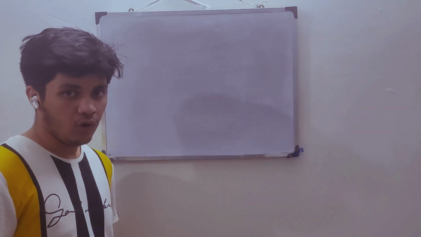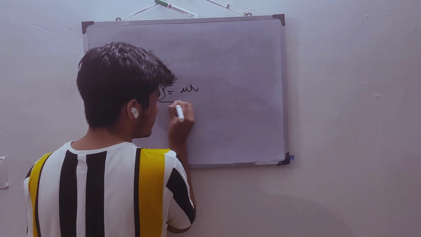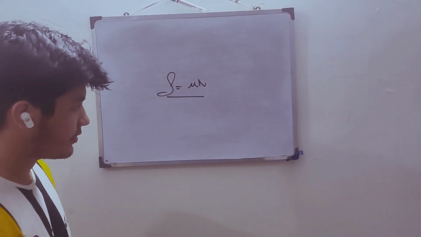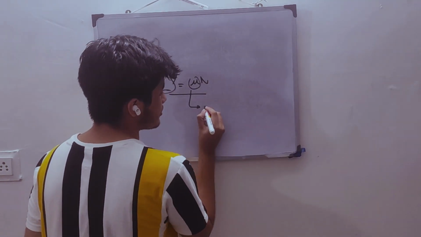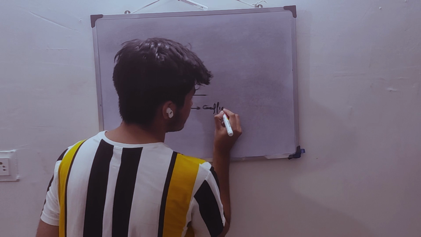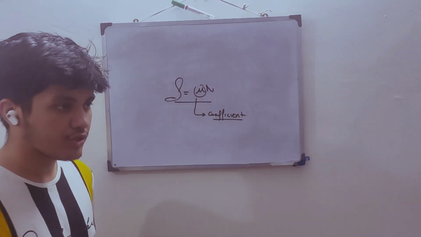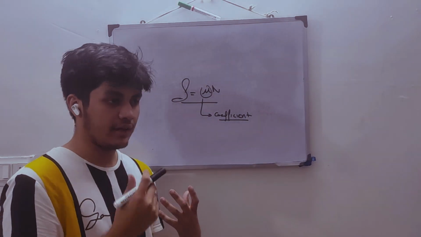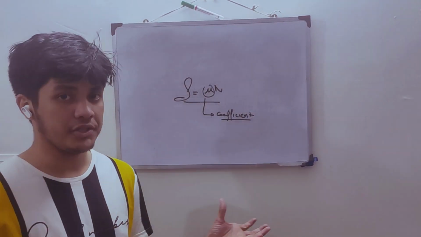So now, this is the formula of friction. F is the frictional force, mu is the coefficient of friction. What is the coefficient of friction? The coefficient of friction is a constant that is used to measure the friction between two bodies.